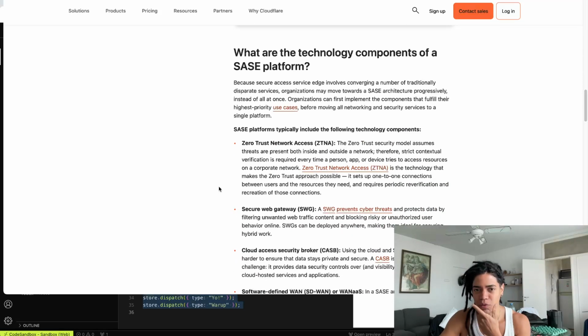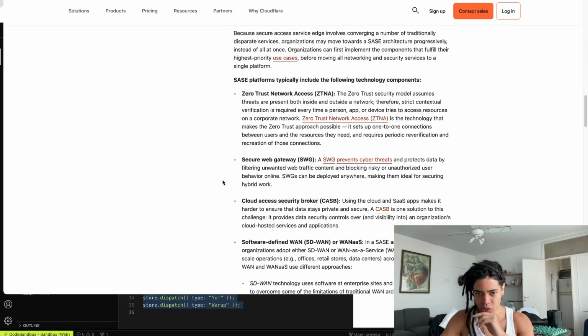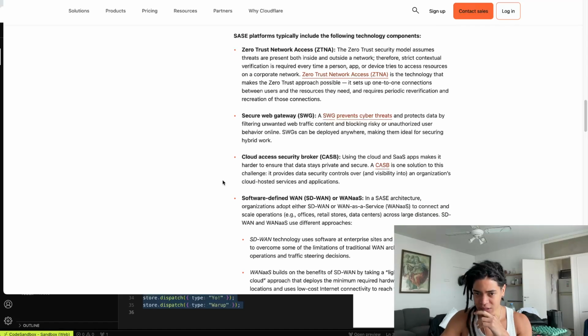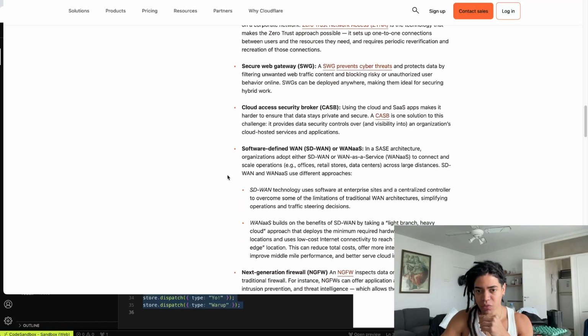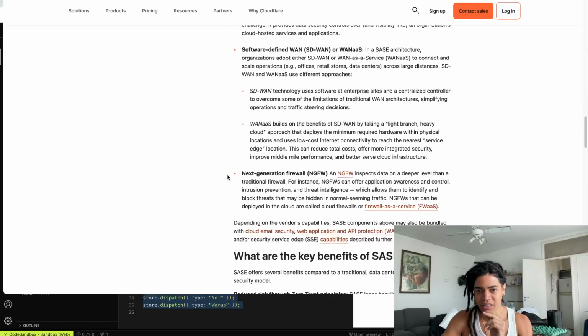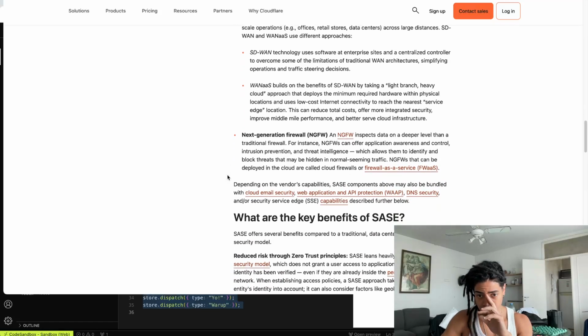What are the technology components of a SASE platform? Zero Trust Network Access, Secure Web Gateway, Cloud Access Security Broker, Software Defined WAN, and Next-Generation Firewall. Firewall as a service. So everything now will be a service. Cloud email security, web application and API protection, DNS security.